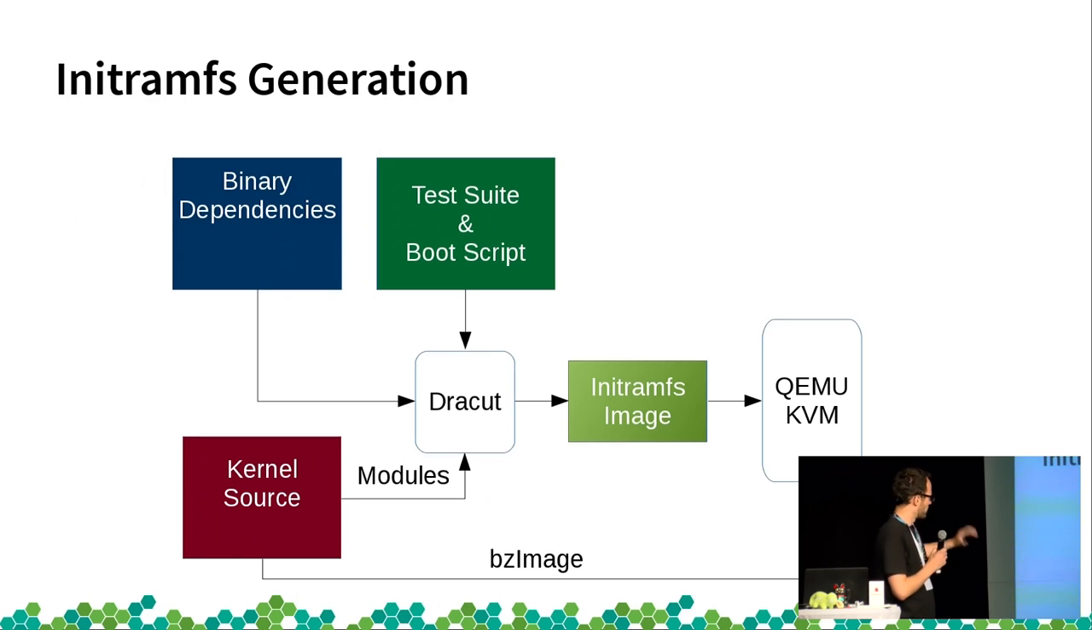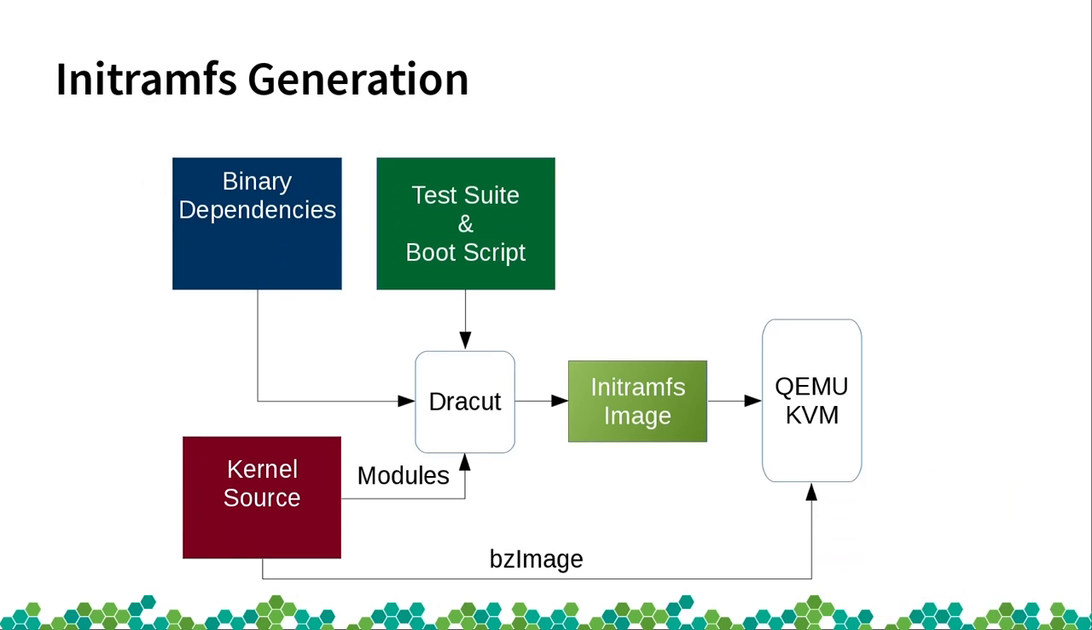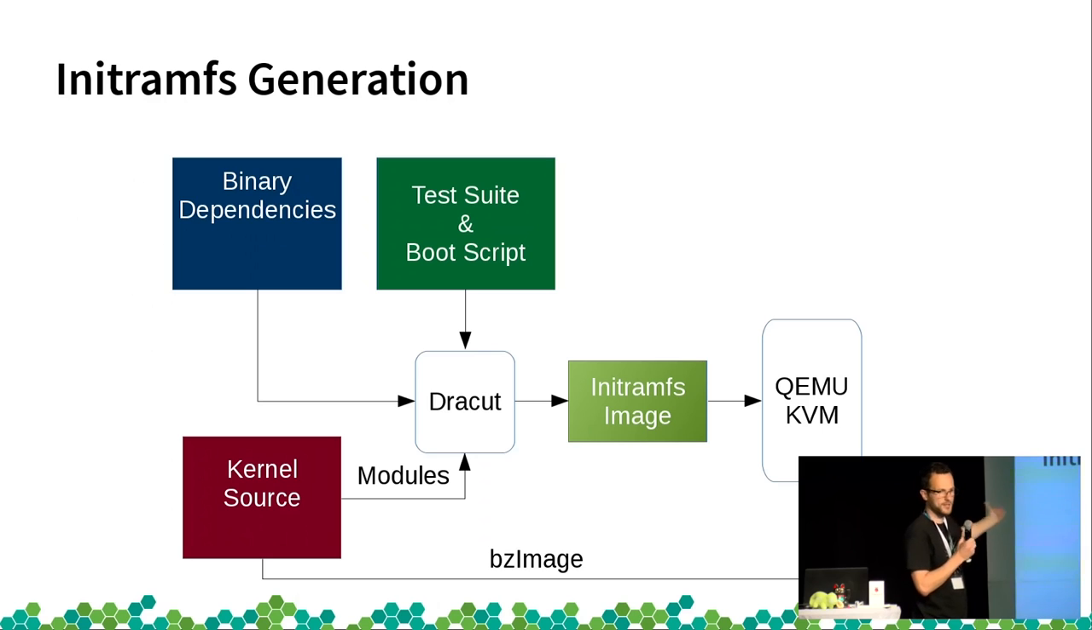Looking at a graphical representation of everything I need from Dracut, I'm feeding in my binary dependencies for testing, something like fstests, the XFS test suite. I have a whole heap of file system tools and utilities which are needed by this test suite, so I have a list of dependencies for that. I can pull in the test suite itself. I can just point Dracut at a specific directory, and it will copy that entire directory into the initramfs image. I can then also pull in my kernel modules from my kernel source.